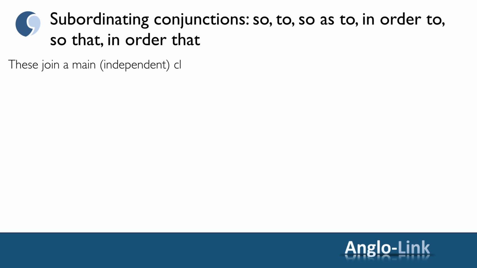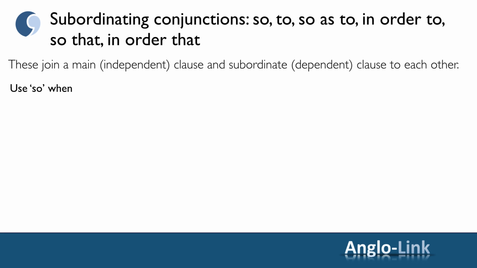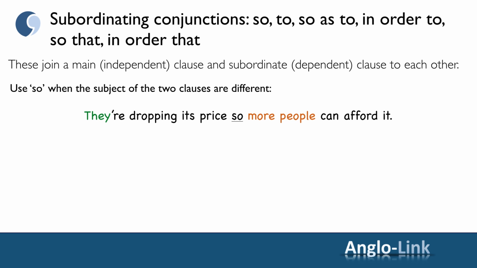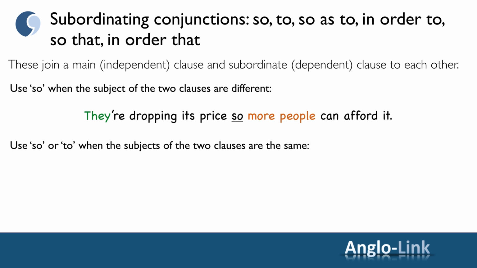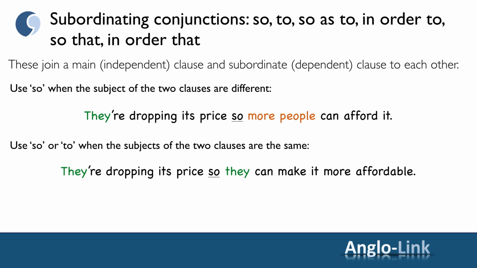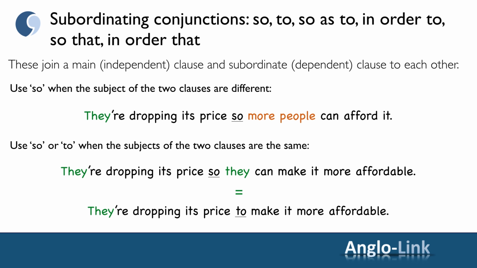As you know, these join a main or independent clause and a subordinate or dependent clause to each other. Use so when the subjects of the two clauses are different. For example, they're dropping its price so more people can afford it. Use so or to when the subjects of the two clauses are the same. They're dropping its price so they can make it more affordable. Or, they're dropping its price to make it more affordable.